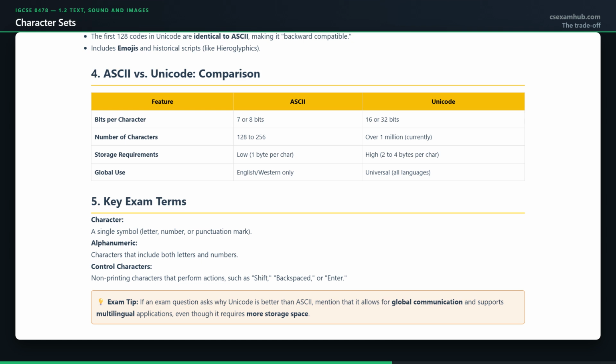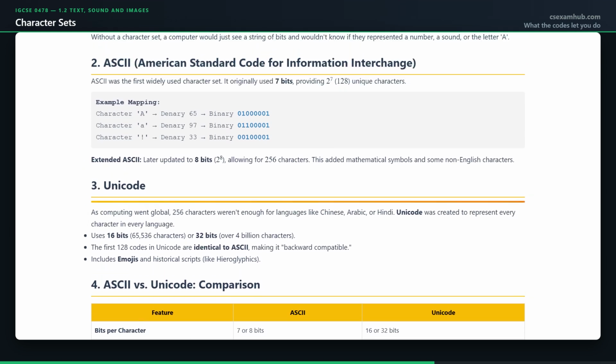And file size, this is the cost. The same text stored in Unicode takes 2 to 4 times as much space as in ASCII, because every character needs more bits. So the trade is storage for coverage. If a question asks why Unicode is not simply used for everything, that is the answer: larger files and more bandwidth. And if it asks why ASCII is not enough, the answer is that it cannot represent most of the world's languages.